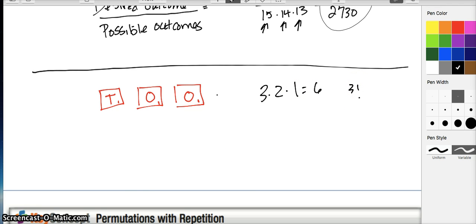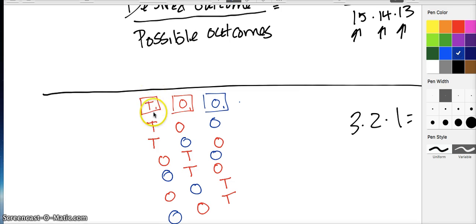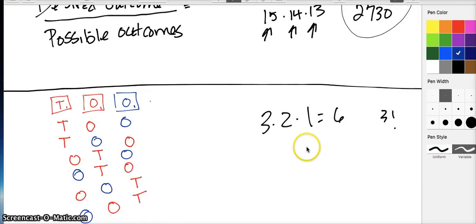And so let's make this a little bit more clear. I'm going to change the color of one of the O's to blue so that we can see what exactly is happening. So there's 6 different things happening here. One would be to have the red T and the red O and the blue O in that order, and then we could switch those O's around, and then we could reorganize it in this way where it's OTO, and of course we've got 2 distinguished ways of doing that, and then OOT and then OOT. So this does give me 6 different possibilities.